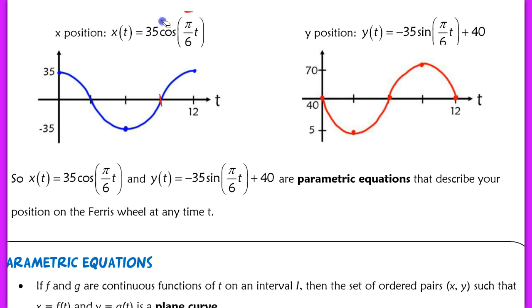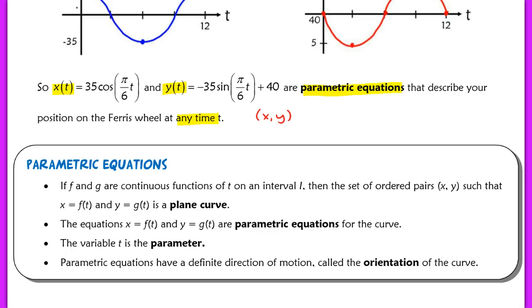But we can also express the y position for any time t on that Ferris wheel using a sine function, negative 35 times the sine of pi over 6t plus 40. So we say that x of t and y of t are parametric equations. So these describe your position on the Ferris wheel for any time t. T is your independent variable, and we end up with a position xy.